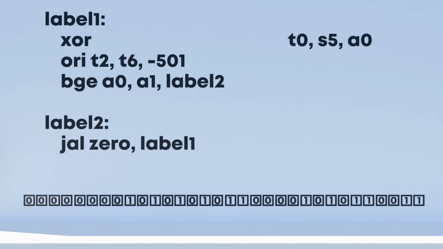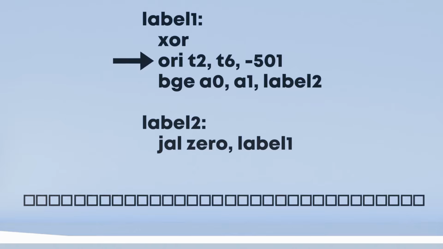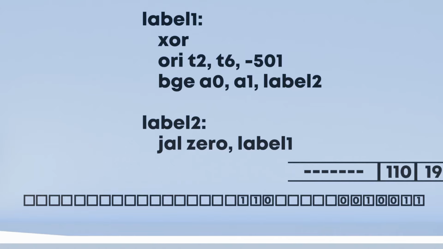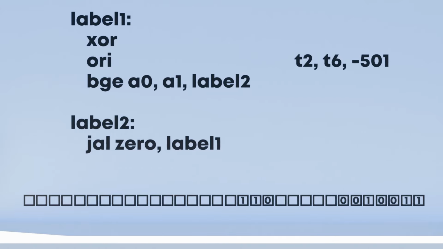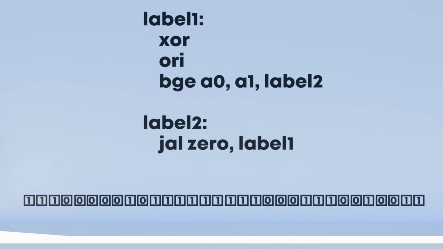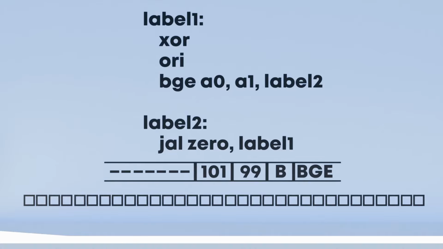Let's move on to the second line. OR immediate is an I-type instruction, of which you can read off the opcode and func3 value in this table. Registers T2 and T6 are X7 and X31 respectively, so we can fill those in as well. The immediate is the number -501, which you need to convert to binary using 12-bit 2's complement to find our line of machine code. For a third line, branch if greater than or equal has opcode 99 and func3 5.